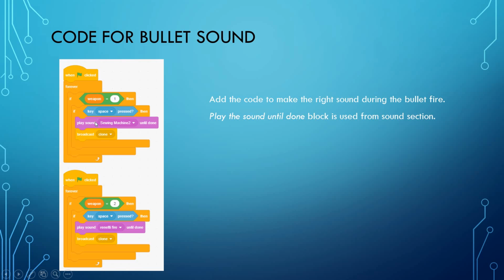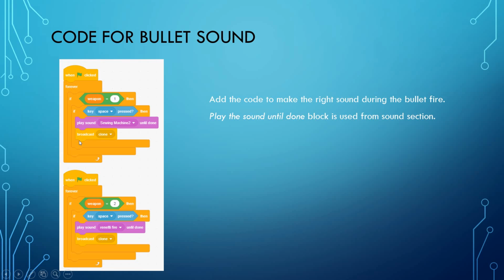When flag clicked, forever. Put an if loop inside the forever loop, then put weapon equal to 1. Then put another if loop, and inside the bar put key space pressed, and then play sound sewing machine. I have modified the sewing machine so that it makes a bullet sound.